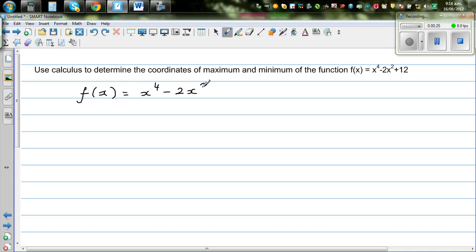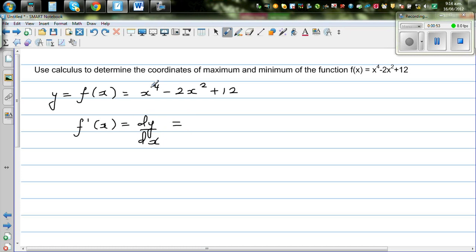Now to find the maximum or minimum, you have to first find the derivative and set that equal to 0. And then we have to use the test of derivative to decide the maximum or minimum. So first let's find f dash x. f dash x is the derivative, so this is nothing but y is equal to f of x, so f dash x is the same as writing dy by dx.